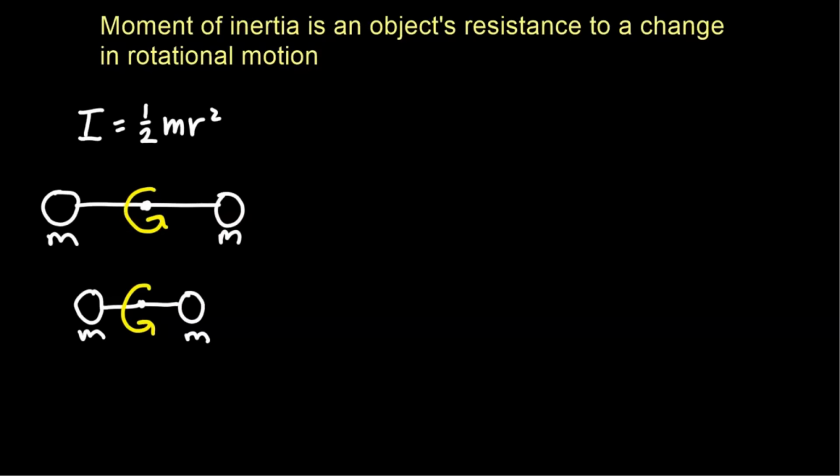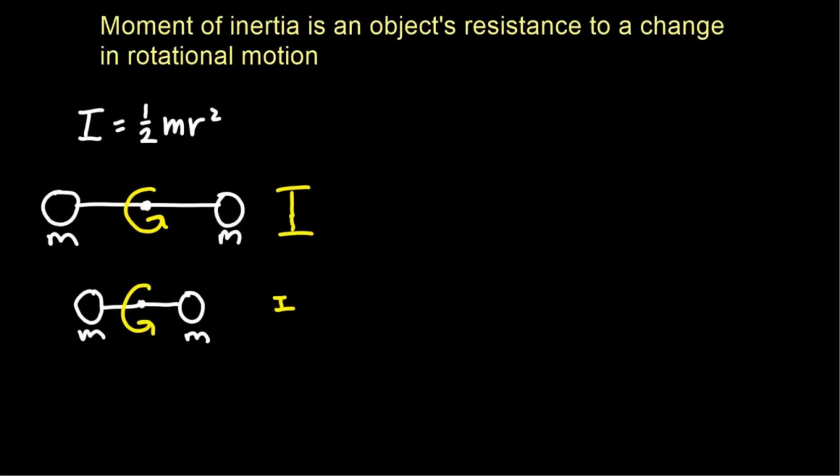So here we have two rods below. One rod has two masses that are at a certain distance. The second rod has masses that are a little bit closer. The one on the top would have a greater moment of inertia because the r is going to be bigger, and the one on the bottom will have a smaller moment of inertia because r is closer.